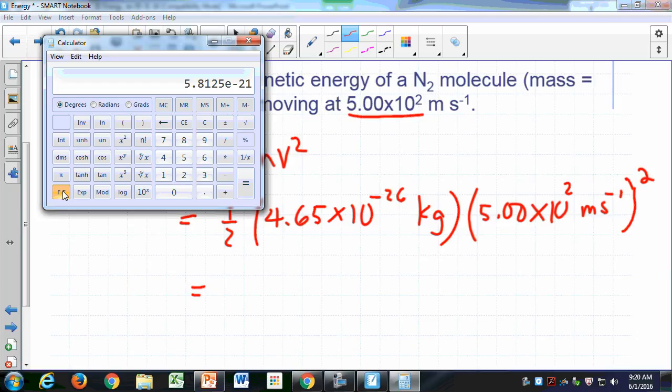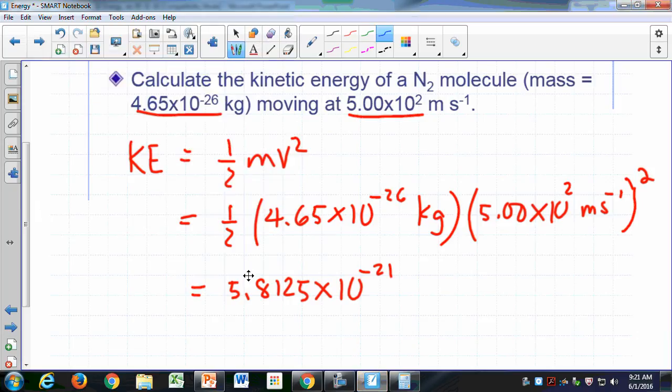Okay, 5.8125 times 10 to the -21. Now let's check our significant digits. This has 1, 2, 3 significant digits. This is 1, 2, 3 significant digits. This 2 right here is an exact number. That 1 is an exact number. So the less precise factor here is the one with the fewest sig figs. Both of them have 3, so your answer should have only 3 sig figs. 1, 2, 3 significant digits. So your answer is 5.81 times 10 to the negative 21.